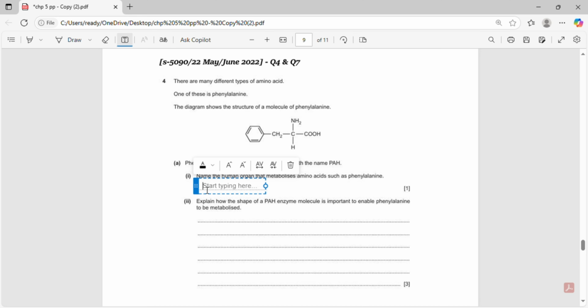This one's just a 1-mark question, so we'll simply write liver, because the liver is the organ that metabolizes amino acids. Amino acids are carried to the liver, and based on general knowledge of amino acid metabolism, the correct answer is the liver. It's the primary site where this process takes place.